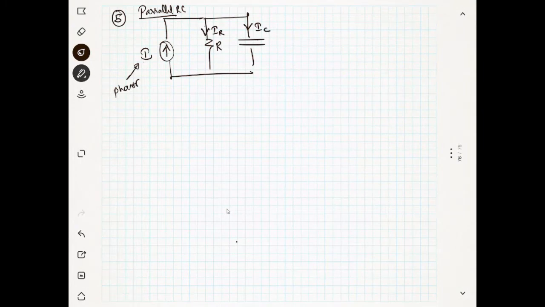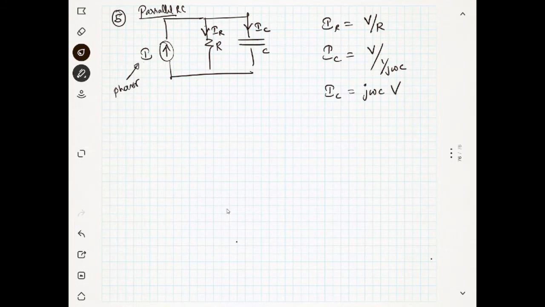So what will be my voltage V? What will be IR? V over R. And what will be my IC? So V over 1 by j omega C, am I correct? So this becomes V j omega C. Yes, this is my IC. So what is this angle? Is it 90 degrees or minus 90 degrees? 90. Yeah, 90. Okay.